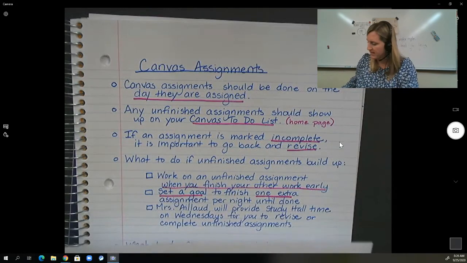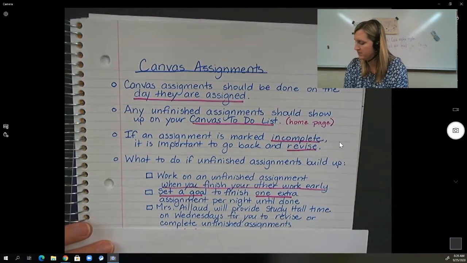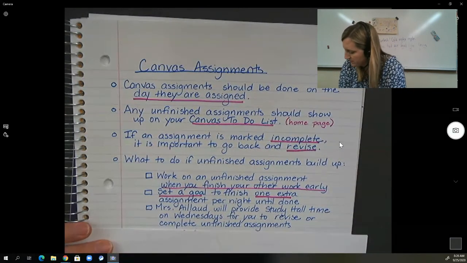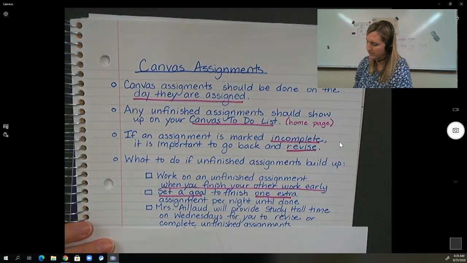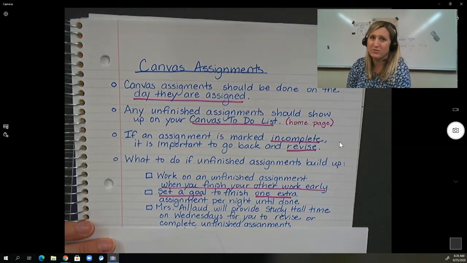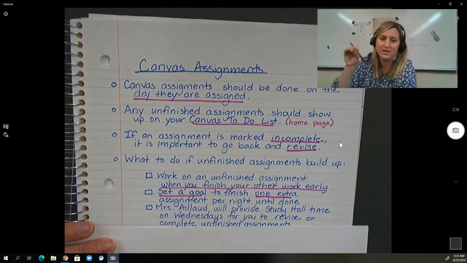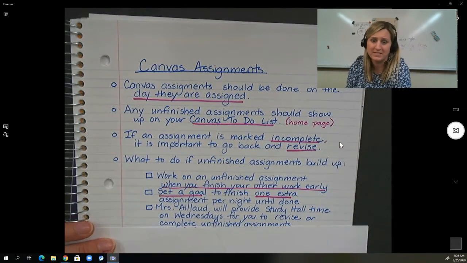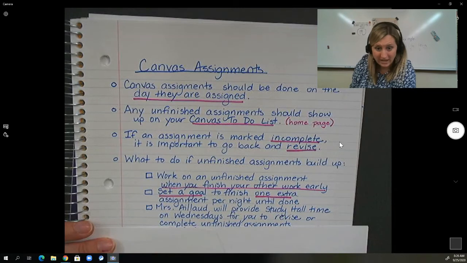Now, this is something that I was talking with another student about, and I would like to be able to provide you some study hall time on Wednesdays for you to be able to revise any of your unfinished work or any of your incomplete work. I know that it can be overwhelming when you finish something and you get an incomplete and you have to go back and revise it. I want to make sure I give you time for that. That's going to be my job.